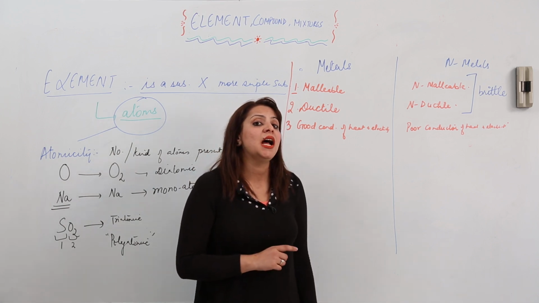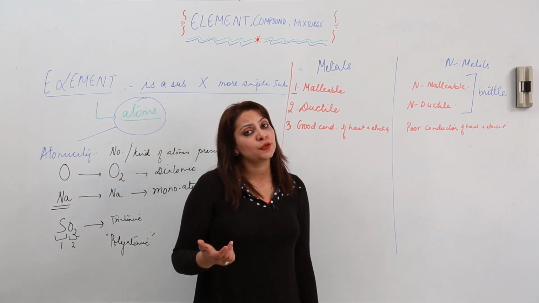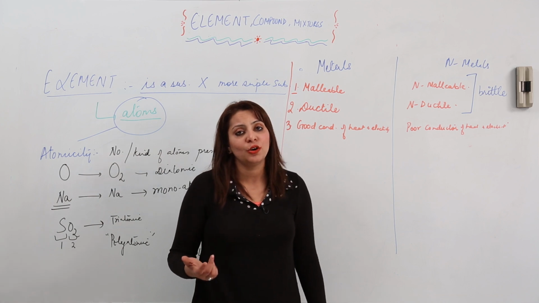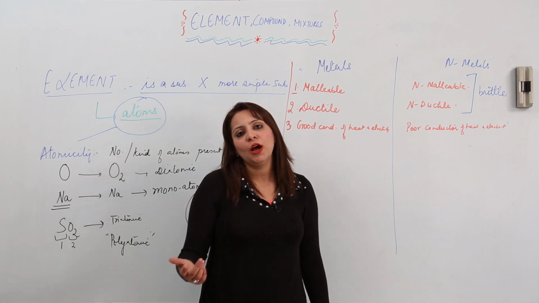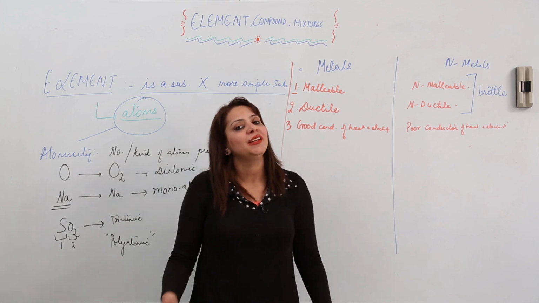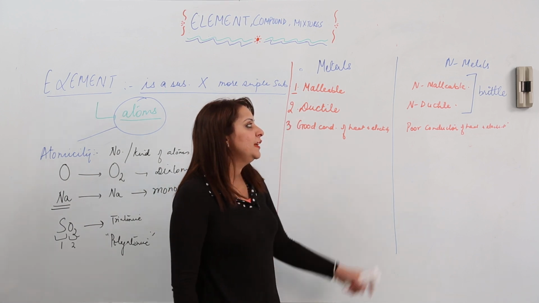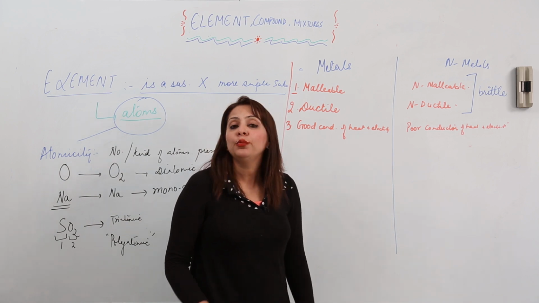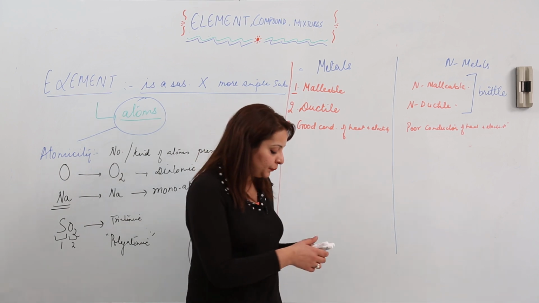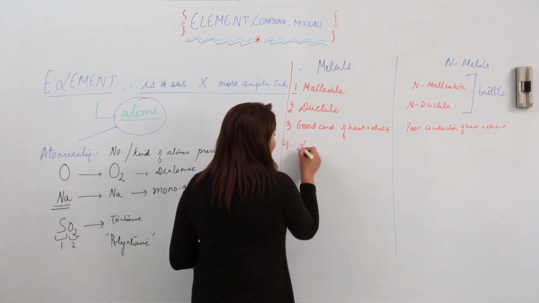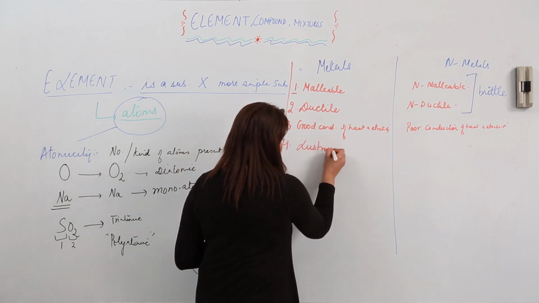So any substance which allows current to pass through it is obviously going to produce heat also, and for any substance which does not allow electricity to pass through it, how will heat be produced? So similarly, metals are good conductors of heat and electricity, and non-metals are poor conductors of heat and electricity. The next property which is striking my mind is that metals are lustrous.